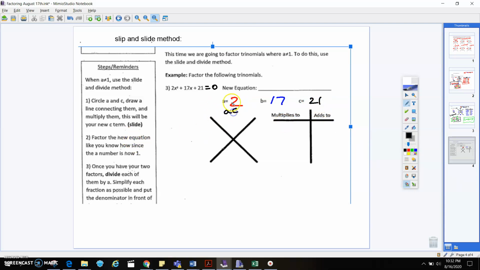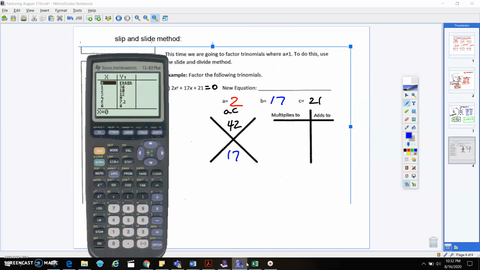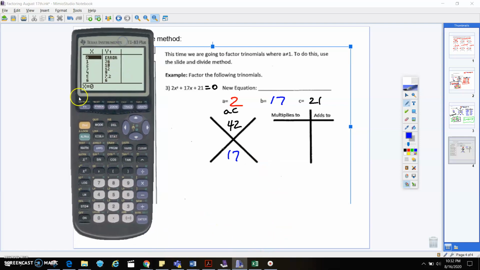A times C, so 2 times 21, that's going to give me 42. And then my B is going to be 17. Okay, so your girl doesn't know her factors of 42. So she's going to go into her calculator, and she's going to hit that y equals button. She's going to type 42 because that's the factors that I want, divided by x. And then I'm going to hit second graph, and that's going to pull up all my factors.